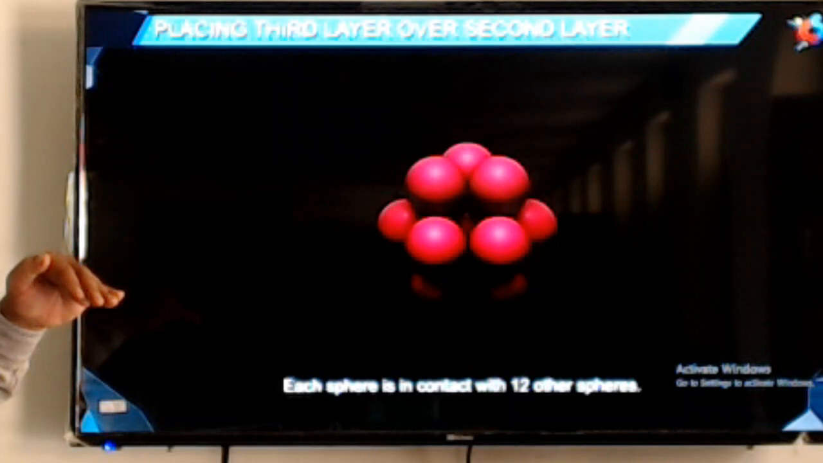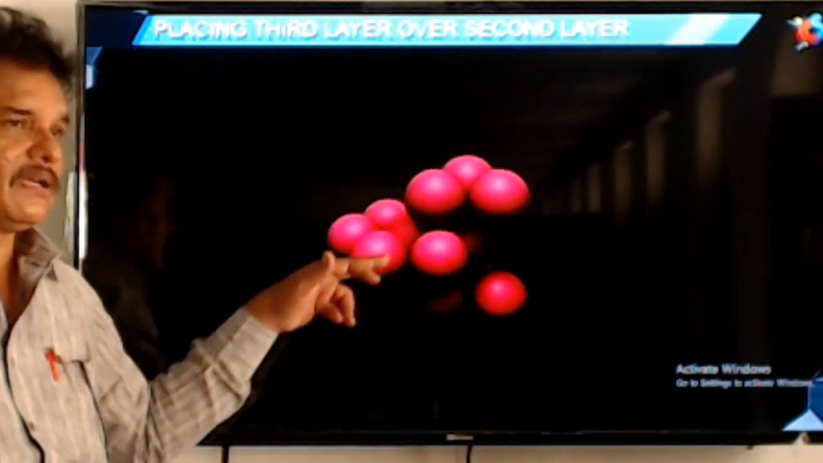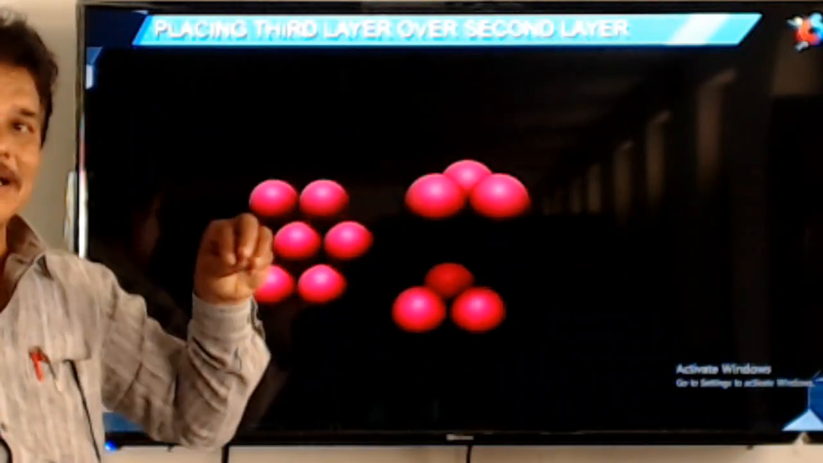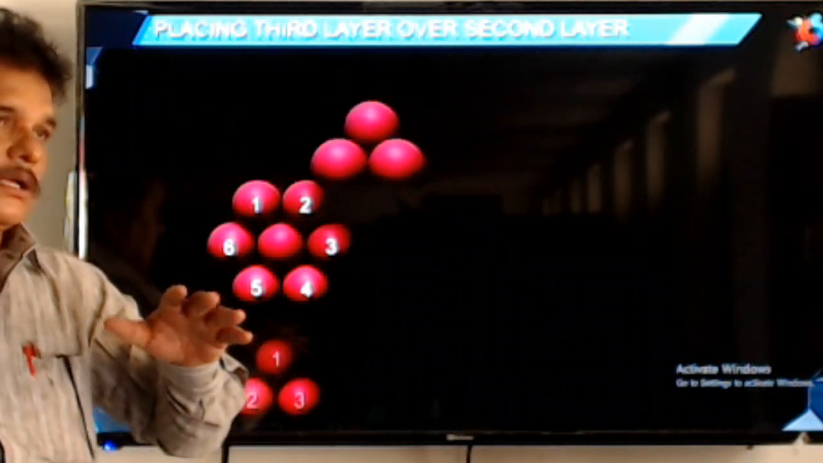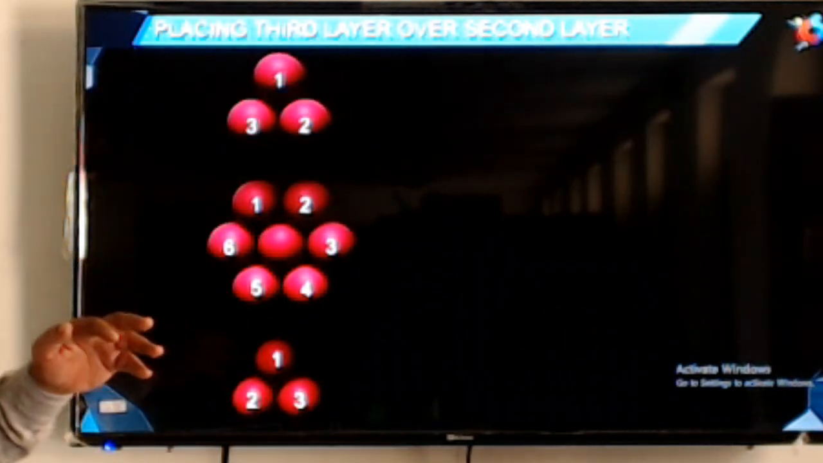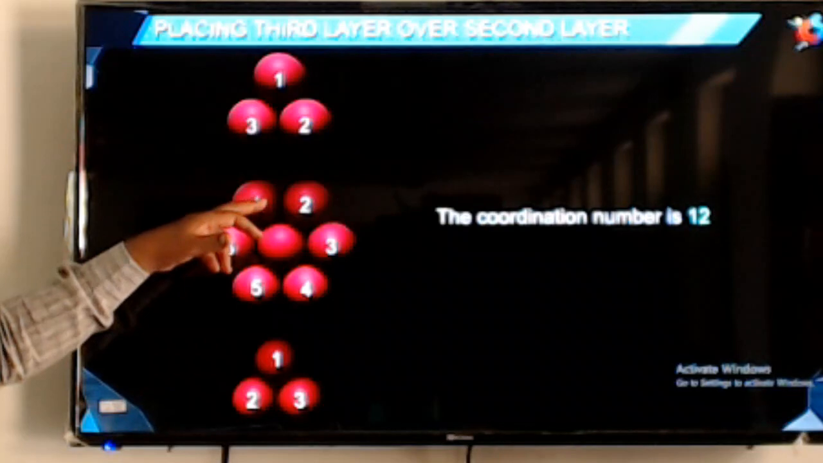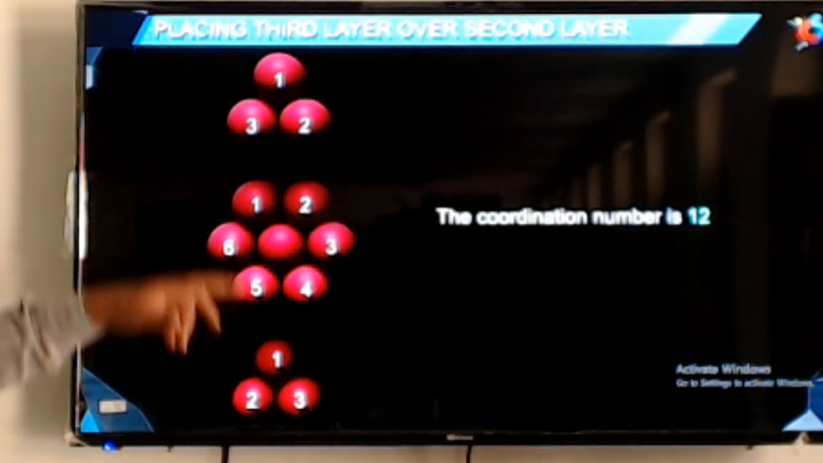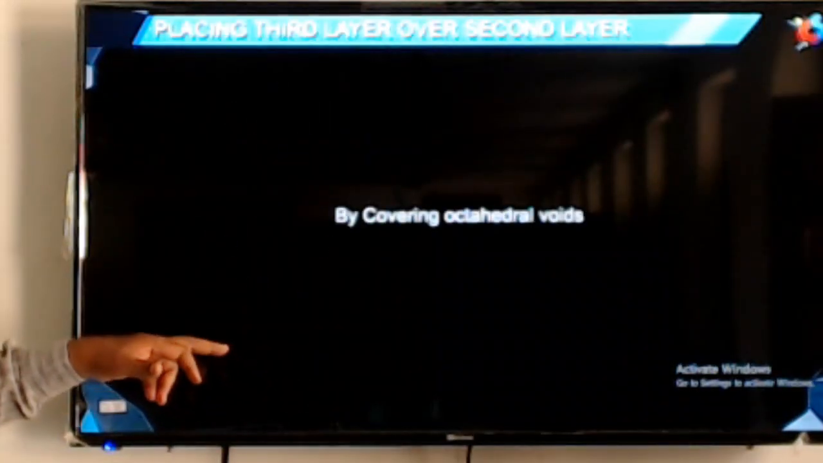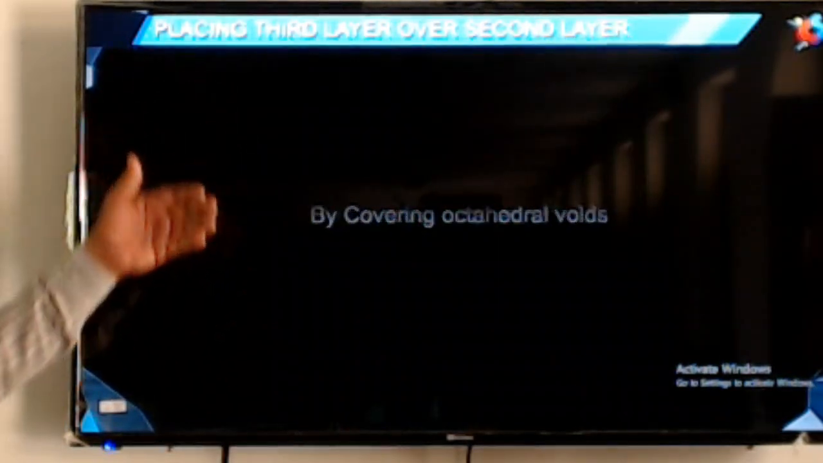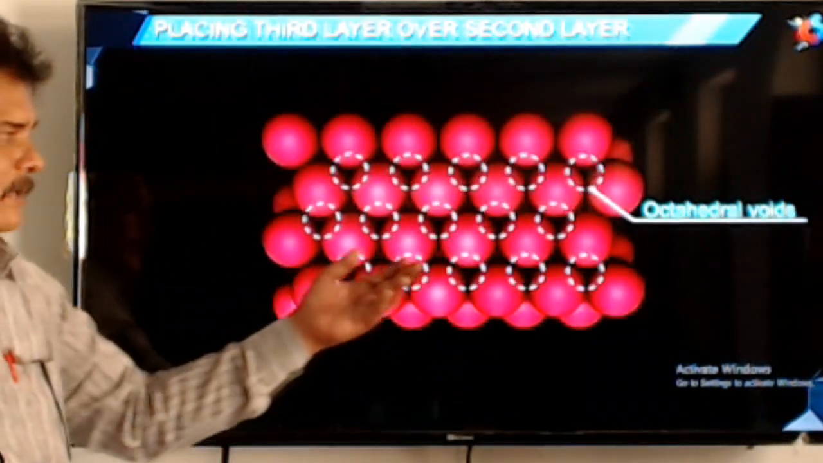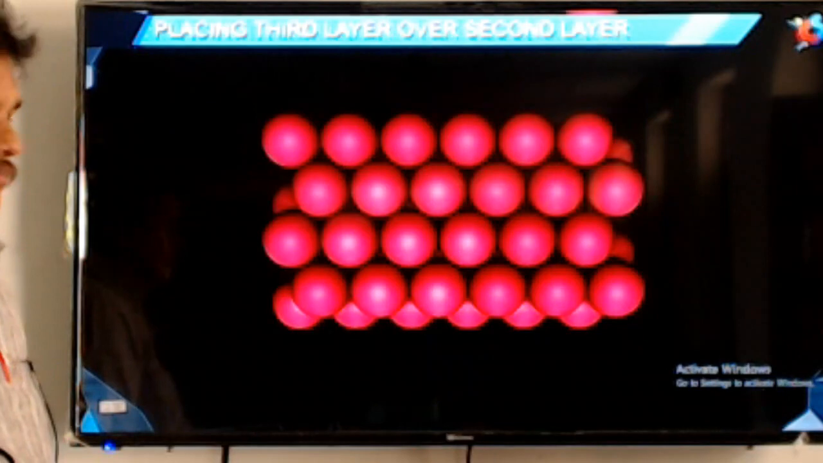In HCP structure, each sphere is in contact with 12 spheres: 6 in one plane, 3 above the plane, and another 3 below the plane. So 6 plus 3 plus 3, 12. Coordination number is 12.